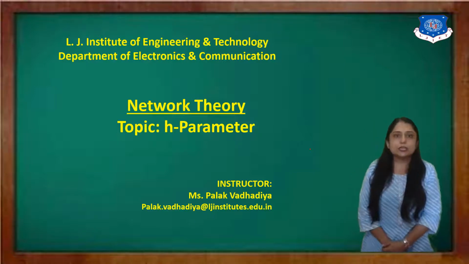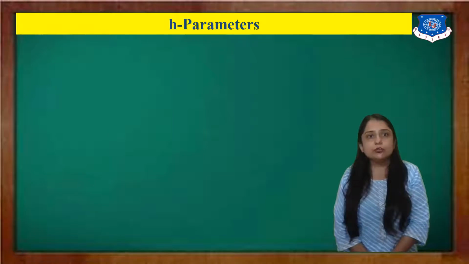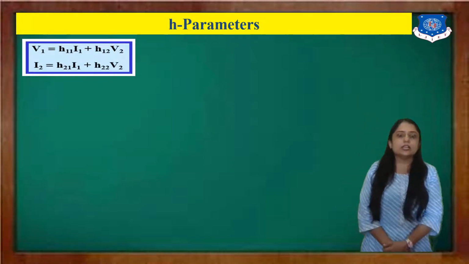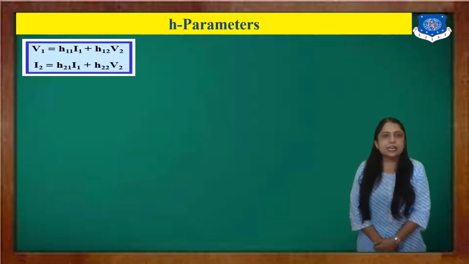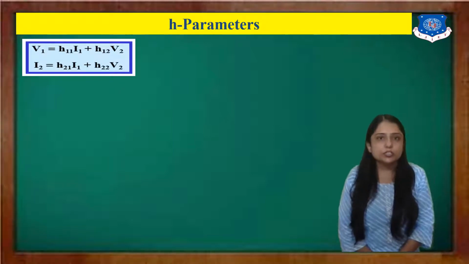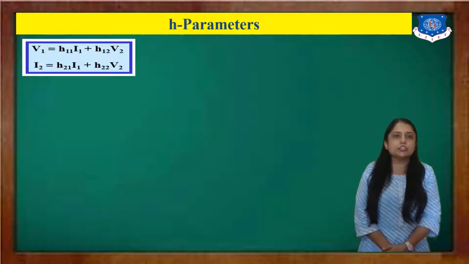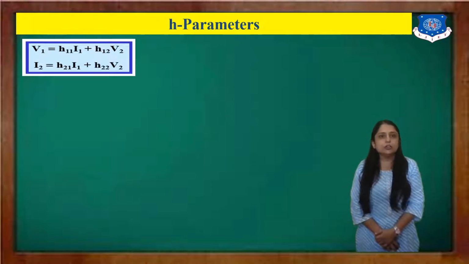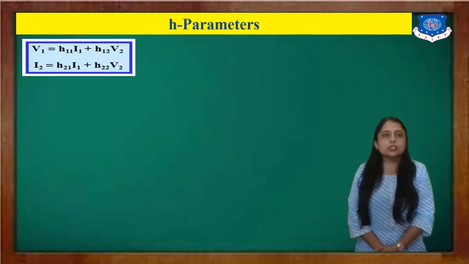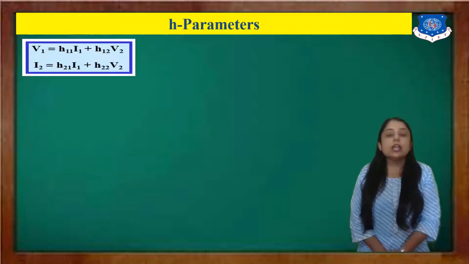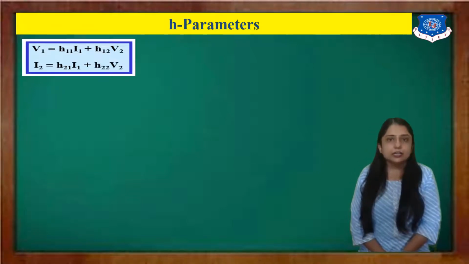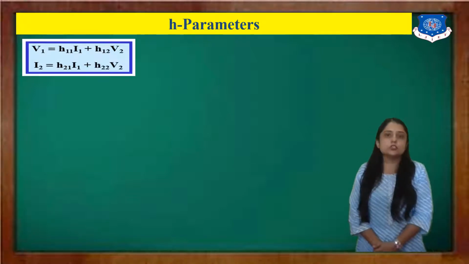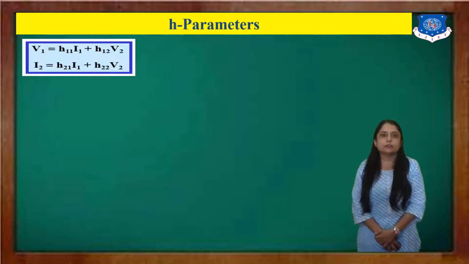Now here in the H parameter, we have two equations, but those equations are in terms of V1 and I2. As I said, in the Z parameter, the equations are based on voltage only. In the Y parameter, the equations are based on current only. But here you have V1, the input port voltage, and I2, the output port current. So the equations are based on voltage and current, and this parameter is known as the hybrid parameter.